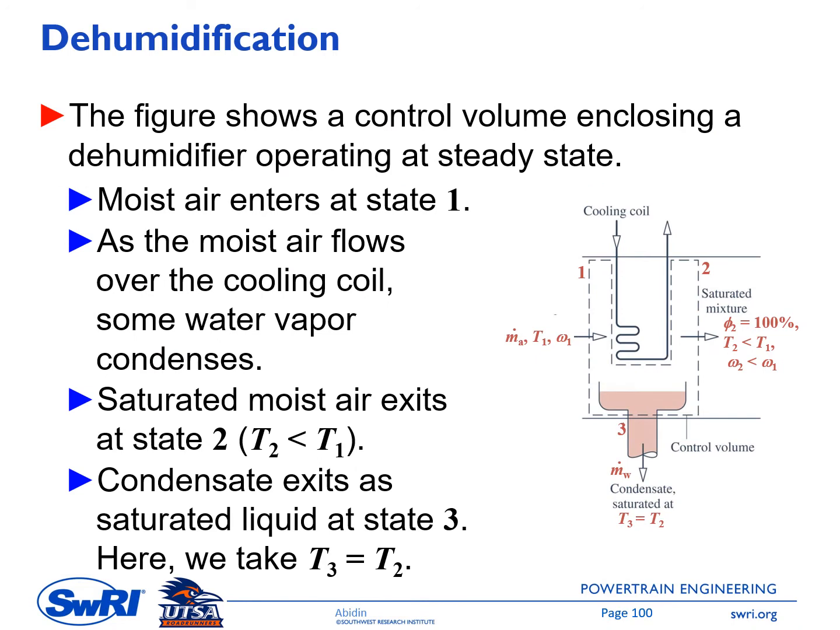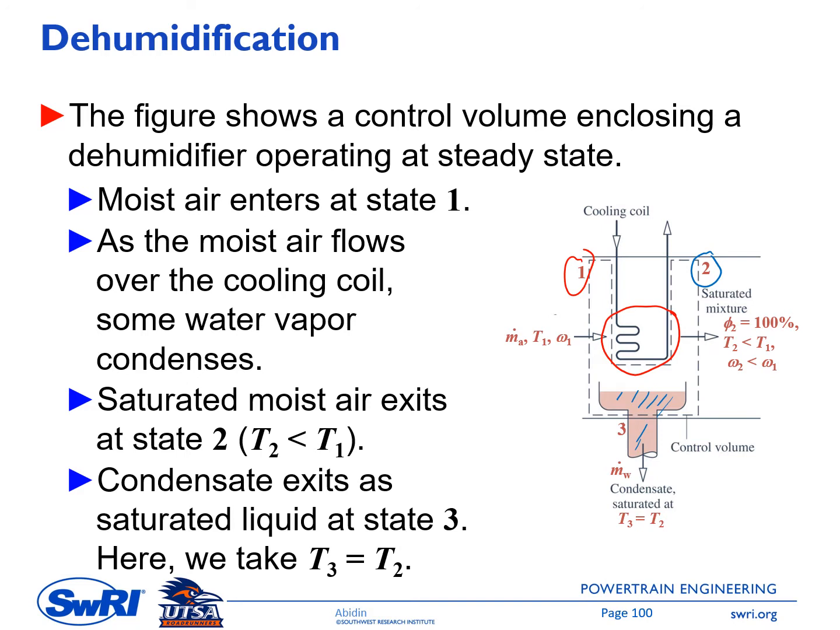So the picture on the right side is showing the schematic of the dehumidifier. So moist air enters at state 1, from the left side here, and then as the moist air flows over the cooling coil, some water vapor condenses. You can see at the bottom here, it is collected here. And then saturated moist air exits at state 2. And the temperature at state 2 is lower than state 1.